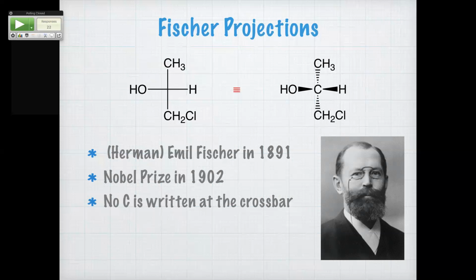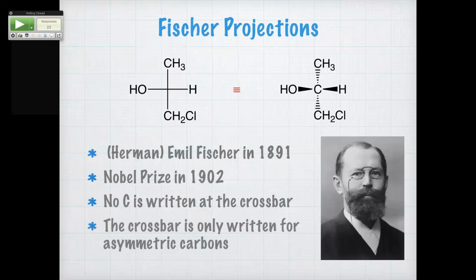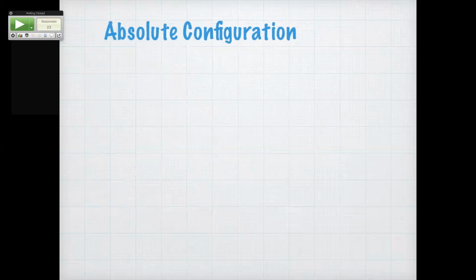If you want to do it with the Fischer projections, then you have to use the cross. Don't write the carbon in. And so if you did this, and then you did this, you would have drawn the pair of enantiomers. You've got to remember, though, what it means. The sides are coming out, and the top and the bottom are going back. Nothing is in the plane. That's what that means. We only write the crossbar for asymmetric carbons. Well, let's not worry about that yet, if there were more than one.